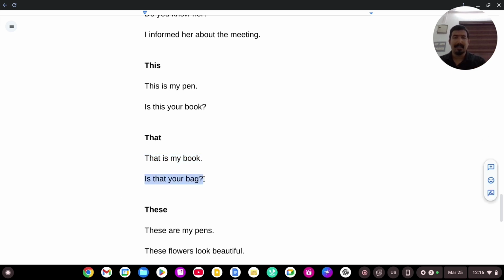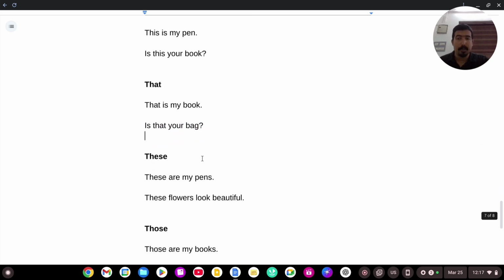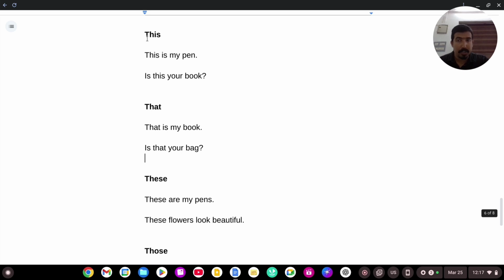Is that your bag? There is a bag on that chair. Is that your bag? The position is there. If the bag is very near to you, he will ask you, is this your bag? It is in his hand. Is this your bag? No, that bag is kept on the chair. He is pointing at the bag and asking you, is that your bag? Just one. So this and that, I hope you understood the difference. Both are singular, differing with the position only.